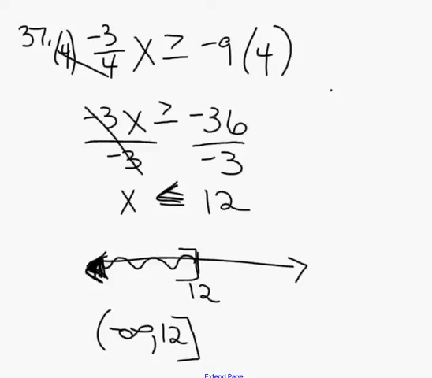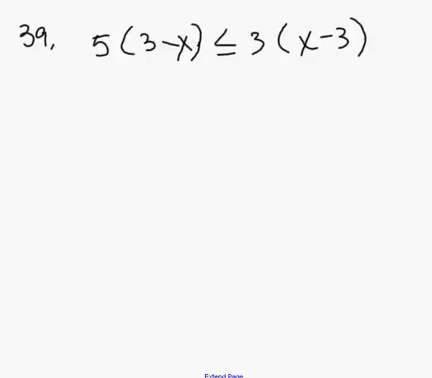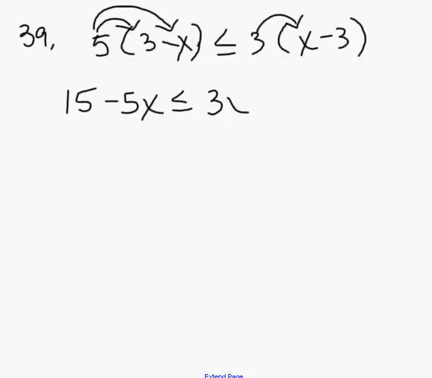Number 39 is the inequality 5 times the quantity 3 minus x is less than or equal to 3 times the quantity x minus 3. So on both sides I'm going to use my distributive property. 5 times 3 is 15. 5 times negative x is minus 5x, is less than or equal to 3 times x is 3x, and 3 times negative 3 is minus 9.